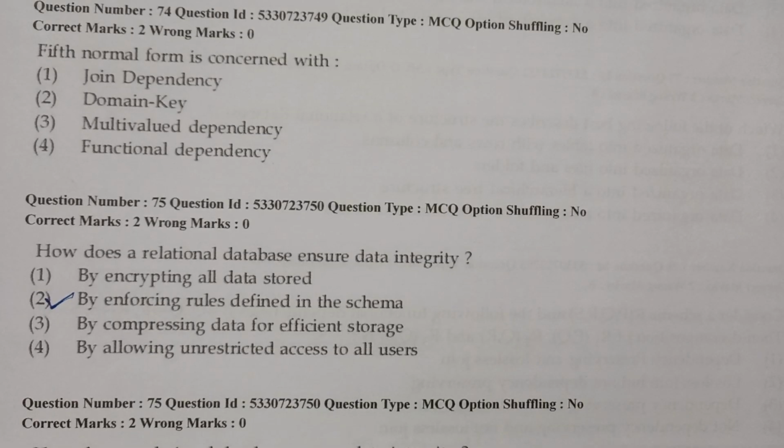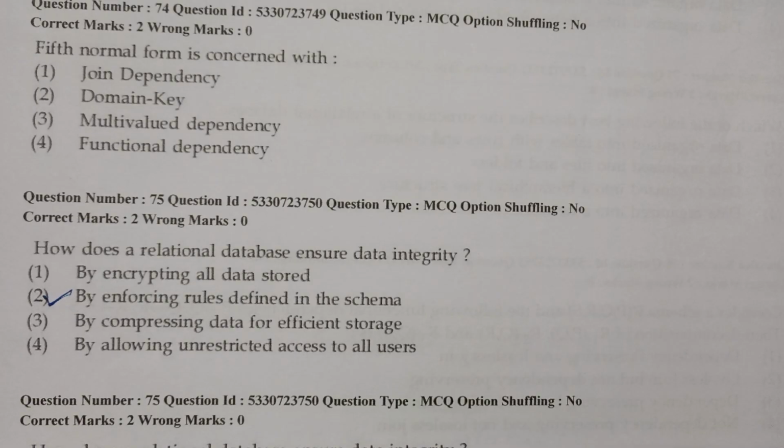Question number 75. How does a relational database ensure data integrity? The options are: by encrypting all data stored, by enforcing rules defined in the schema, by compressing data for efficient storage, or by allowing unrestricted access to all users. The correct answer is by enforcing rules defined in the schema. In that way, the relational database will ensure data integrity. The correct option is option number 2.